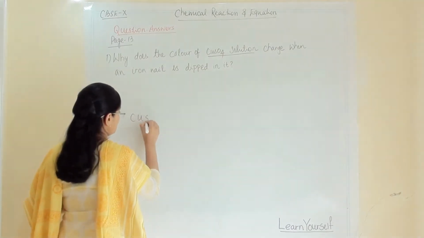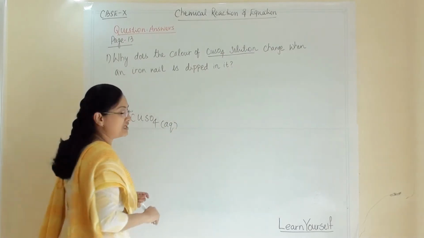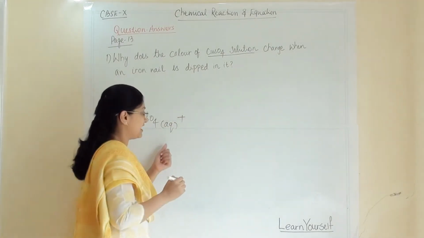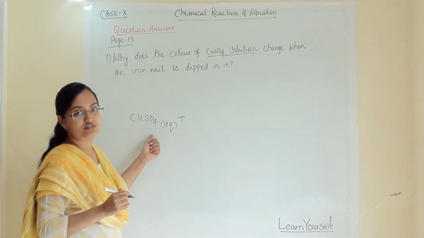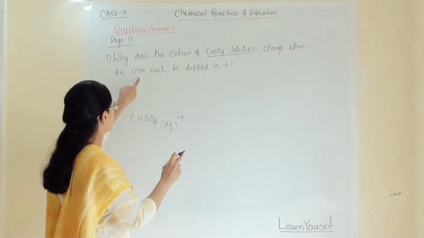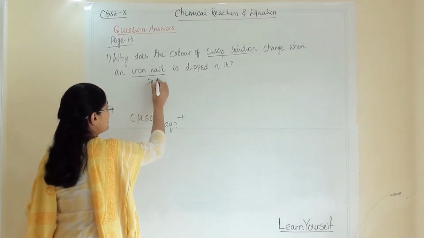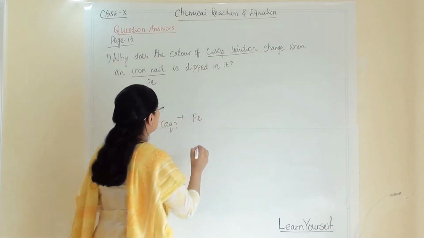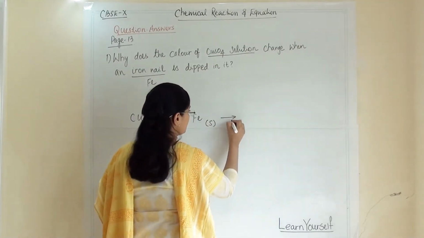So CuSO4 solution has to be in aqueous medium. Aqueous medium is in water. We are dissolving crystal of CuSO4, then plus iron nail. Now whenever it is an iron nail, it has to be definitely Fe. So Fe, and this is a nail. So the state of Fe is solid.